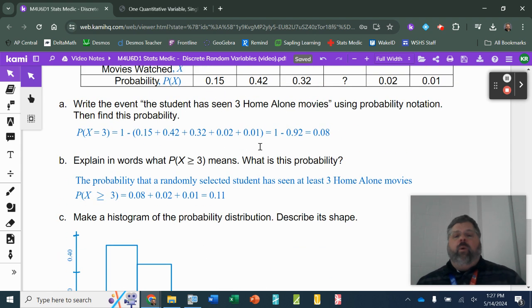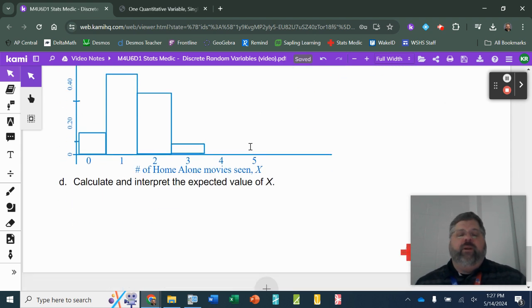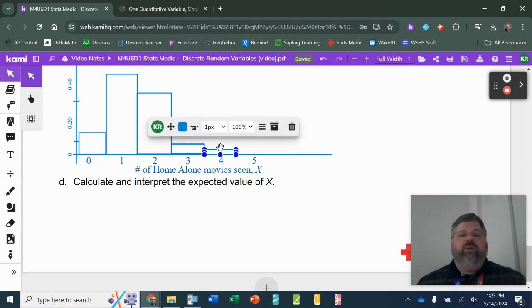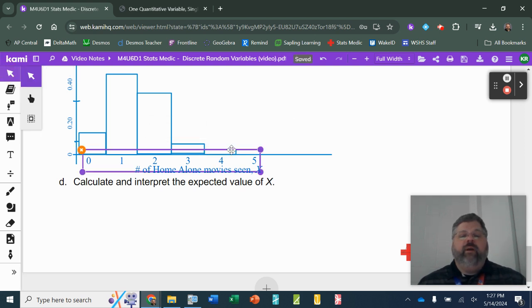Now we need to do 4 and 5. So 4 is 0.02. So that one's going to be pretty small, actually. But I need to leave enough room in there so I can show what 0.01 should look like. So I'm going to shrink that down. Will it let me shrink it any further? That might be the smallest I can make that. Well, let's go ahead and just make another one in here.